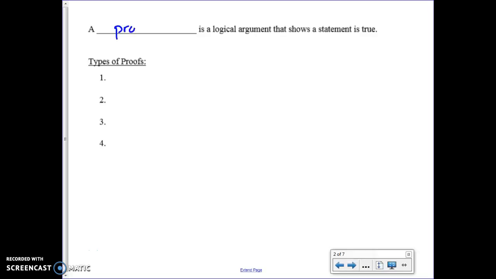So, proof is a logical argument that shows a statement is true. There are 4 different types of proofs. There's a 2-column proof. That's what we will be using in this class.